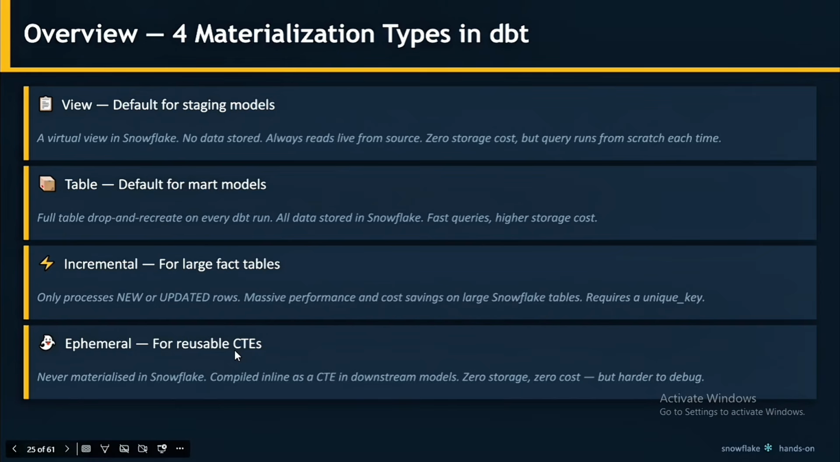And last one is ephemeral. This is the most misunderstood one. An ephemeral model is never materialized in Snowflake at all. It is compiled as an inline CTE inside any downstream model that references it. Think of it as a reusable piece of SQL logic that only exists at compile time. Zero storage, zero compute for the model itself. Use this for intermediate transformations you want to organize in code but don't need as a standalone object in Snowflake.